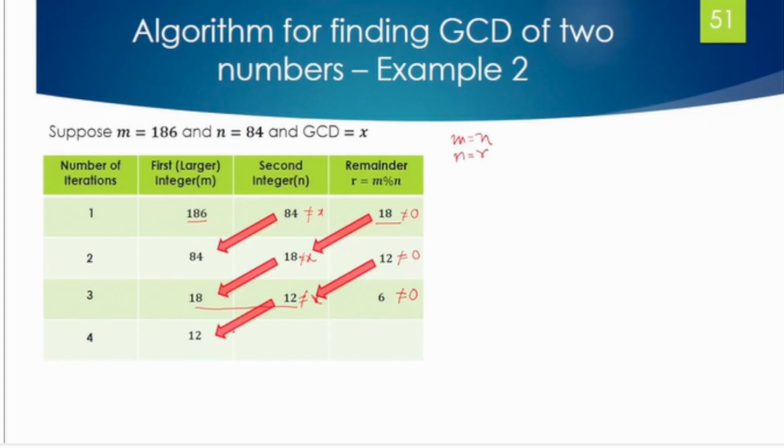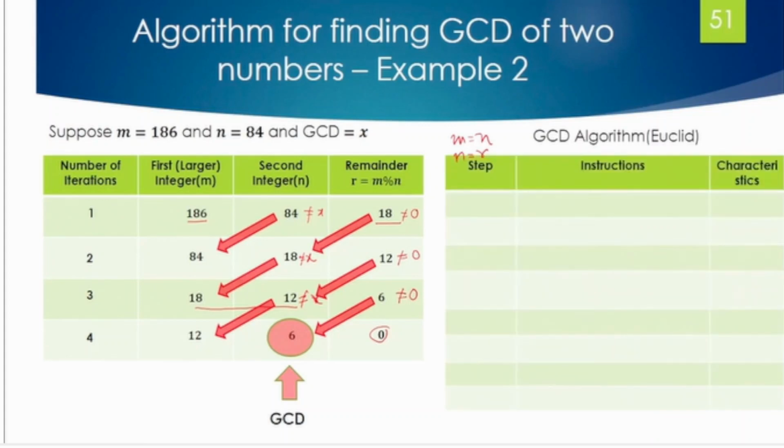Now 12 will come here, 6 will come here, and now your r is 0. Since this r is 0, this is your GCD. The moment r becomes 0, at that iteration the value of n will be your GCD. Now let's see it in algorithmic steps. This is called the Euclidean GCD algorithm.